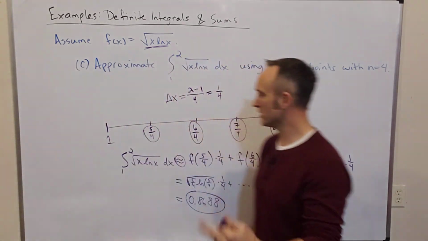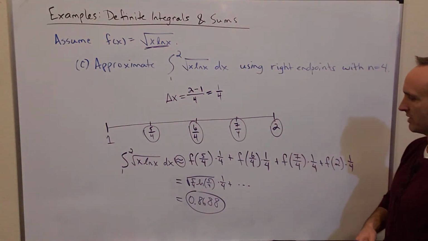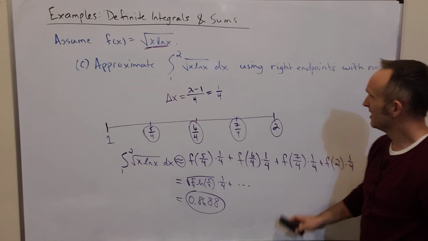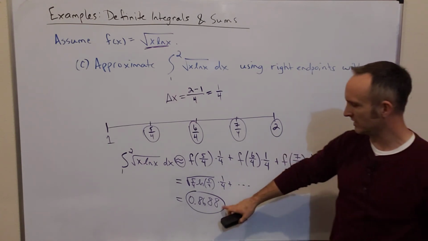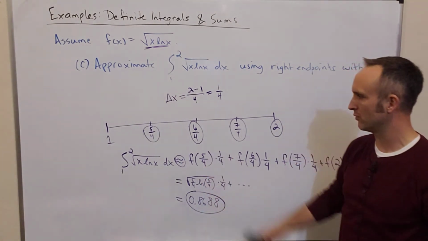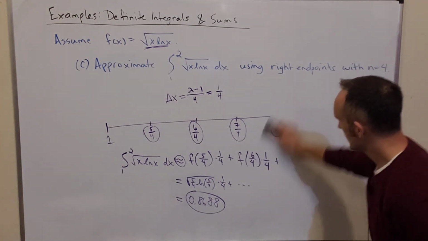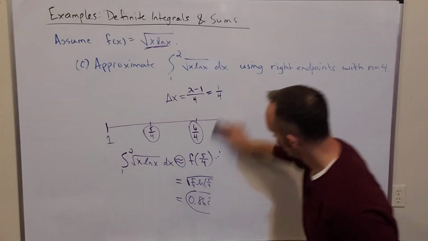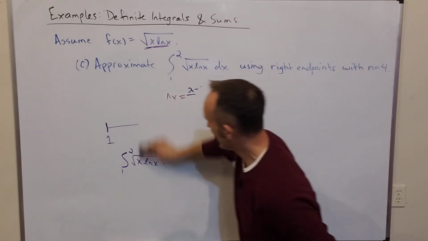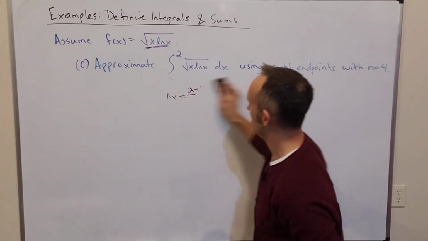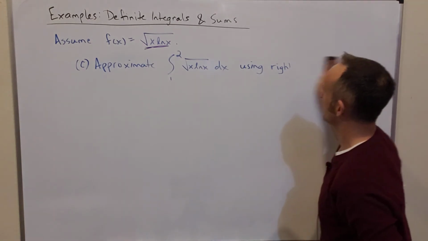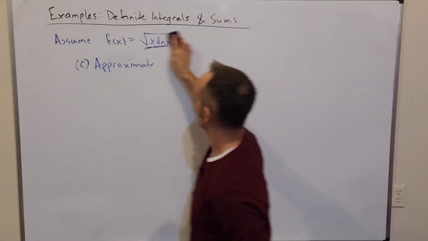So you could use midpoints, left endpoints, more rectangles, fewer rectangles, etc. Since we're only using 4 rectangles, it's likely that this isn't a very good approximation for that area or definite integral. All right, let's finish up with a couple examples where now we'll look at a limit of Riemann sums and we'll have to figure out the corresponding definite integral.